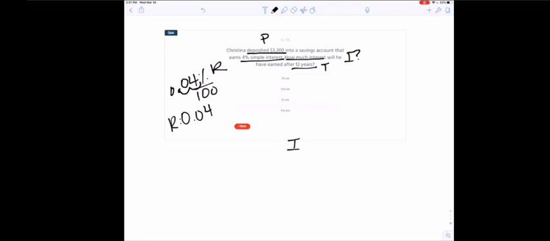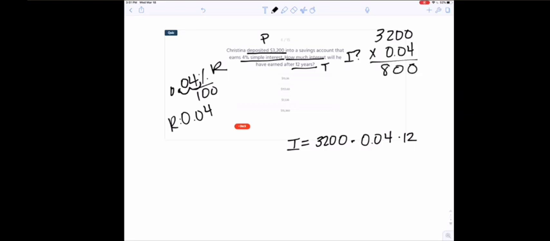So let's just plug it in. Interest equals 3,200, which is our principal, times our rate, which is 0.04, times 12 years. So let's start out with 3,200 times 0.04. 4 times 0 is 0, 4 times 0 is 0, 4 times 2 is 8, 4 times 3 is 12. There are 2 numbers behind the decimal point here, so there'll be 2 numbers behind the decimal point in my answer, but I don't have to bring those zeros down.